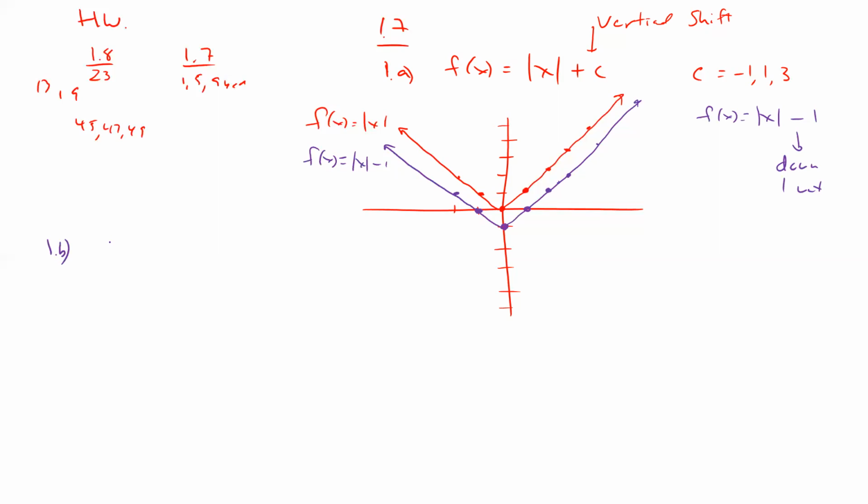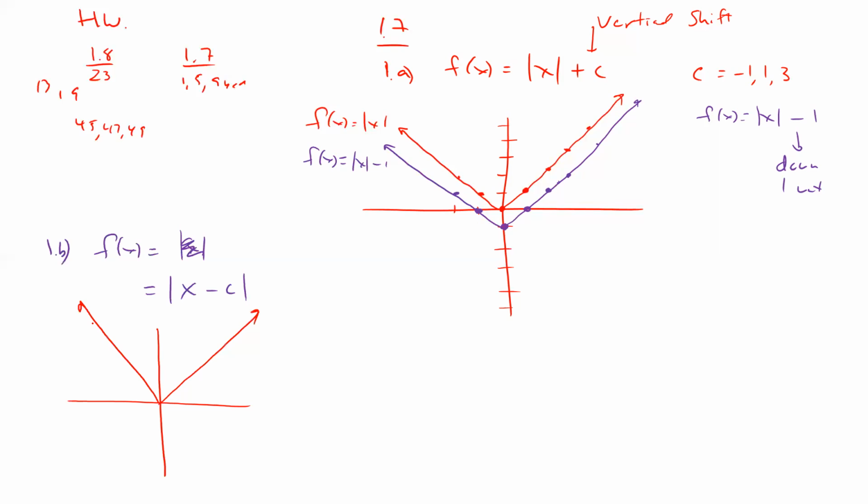1B, the shift is going to be slightly different. Now the shift is inside the function here, so it's minus C inside here. So again, the parent function. And again, you guys are going to do this on a sheet of grid paper. But you're going to go, what in the world is going to be this right here? So f of x is equal to absolute value of x minus a -1, which just becomes x plus 1. Where does that shift to?